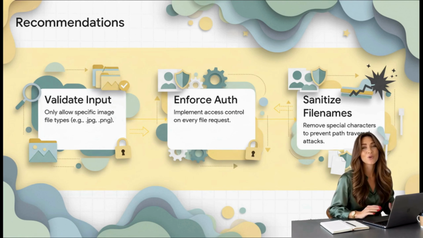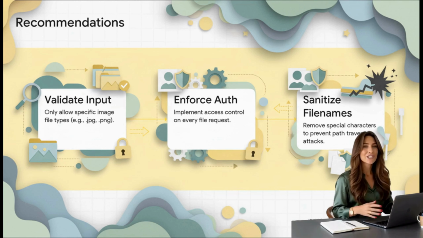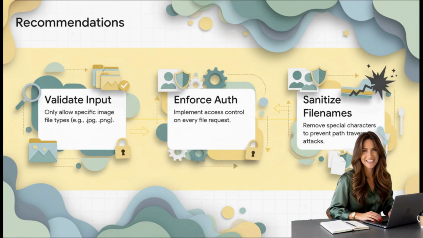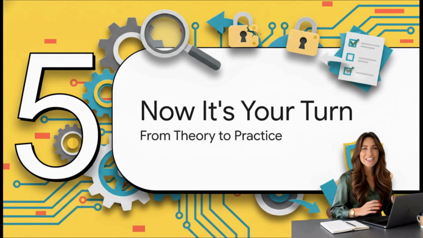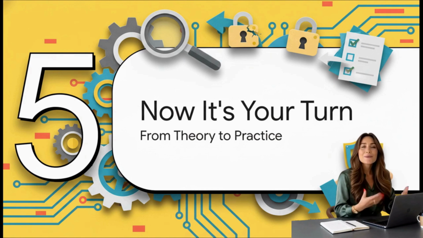Based on those critical risks we just found, we can make these super clear, concrete recommendations. First, validate the input. Only allow specific image types. Second, enforce authorization on every single file request. And third, sanitize those file names. Each one of these recommendations directly slams a dangerous door shut that we found wide open.